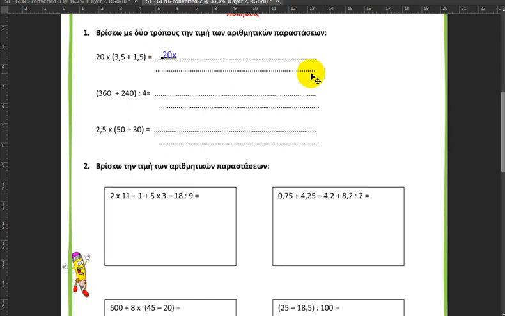20 times, and then we have 3.5 plus 1.5, which makes 5. So this is equal to 100. 360 plus 240, which is 600. And it should not be in the parentheses because there's nothing else to do in the parentheses. Divided by 4, which is equal to 125. Next up, we have 2.5 times 50 minus 30 is 20. And this is equal to 30.